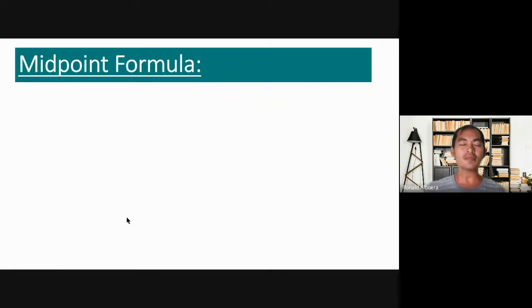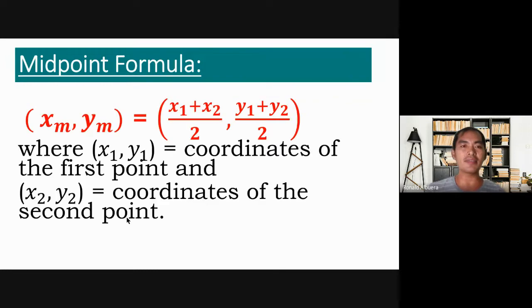Then also, midpoint formula, ito yung gitna ng dalawang endpoint. Okay, so we have x sub m, y sub m equals x sub 1 plus x sub 2 all over 2, and y sub 1 plus y sub 2 all over 2. That's the coordinate of the midpoint.